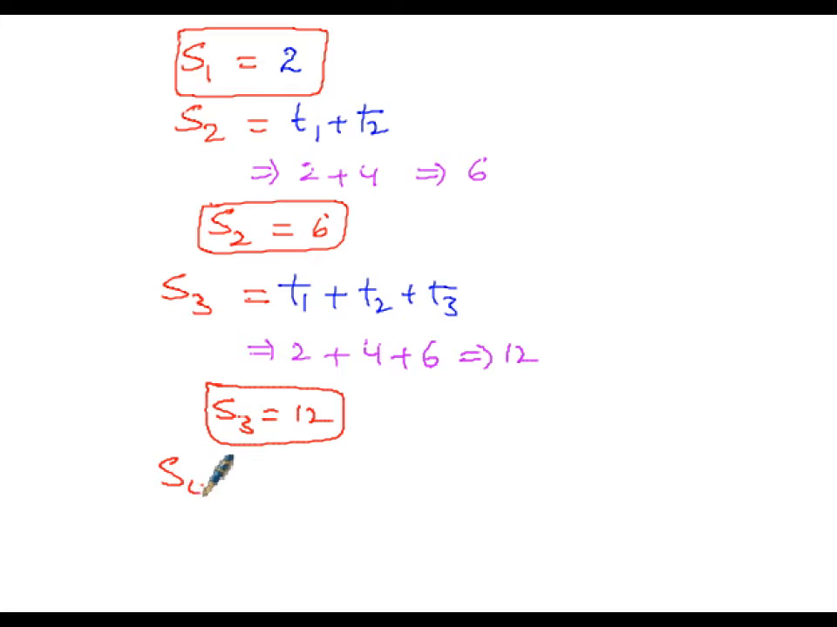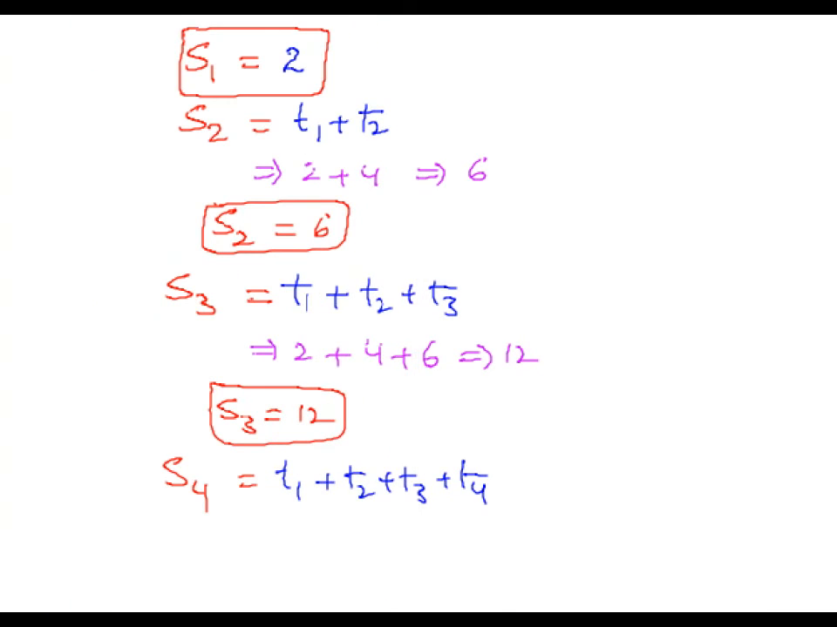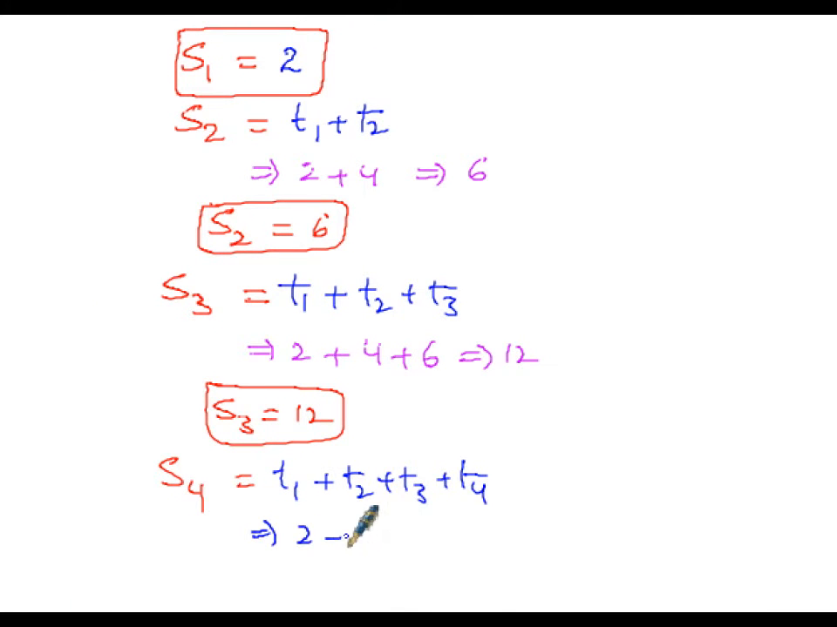In order to get the sum of 4 terms, I have to add up all 4 terms. First term plus second term plus third term plus fourth term gives the sum of the 4 terms. As per the sequence, they are 2 plus 4 plus 6 plus 8. Replacing the first term by 2, second by 4, third by 6 and fourth by 8: 6 plus 4 is 10, 10 plus 8 is 18, 18 plus 2 is 20. So S of 4 is equal to 20.